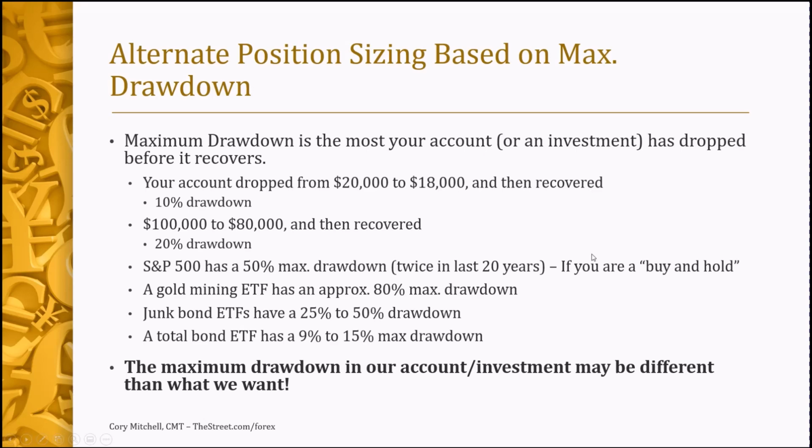The point of this is that your maximum drawdown in your account or in your investment could be different than what you actually want. If a 50% drawdown is disgusting to you, something has to be done about it. If a 10% drawdown is nothing to you, you're like, in order to make more money, I could easily draw down 15, 20%. If it means making more money, I'll do that.